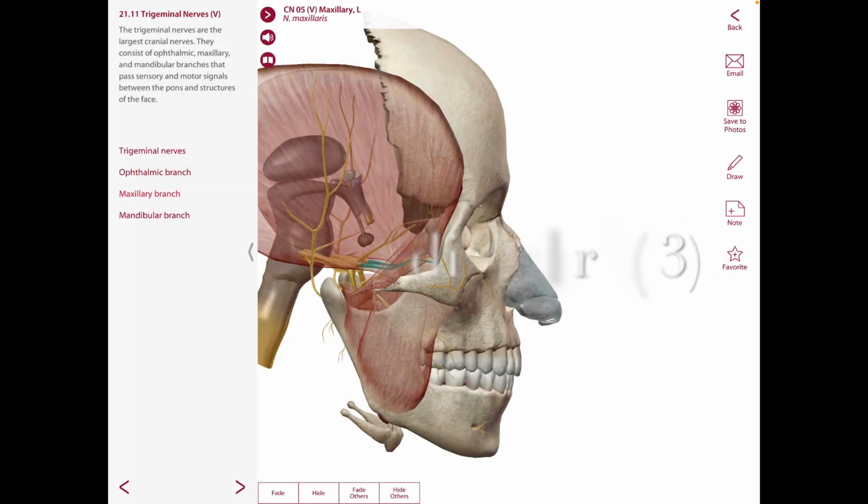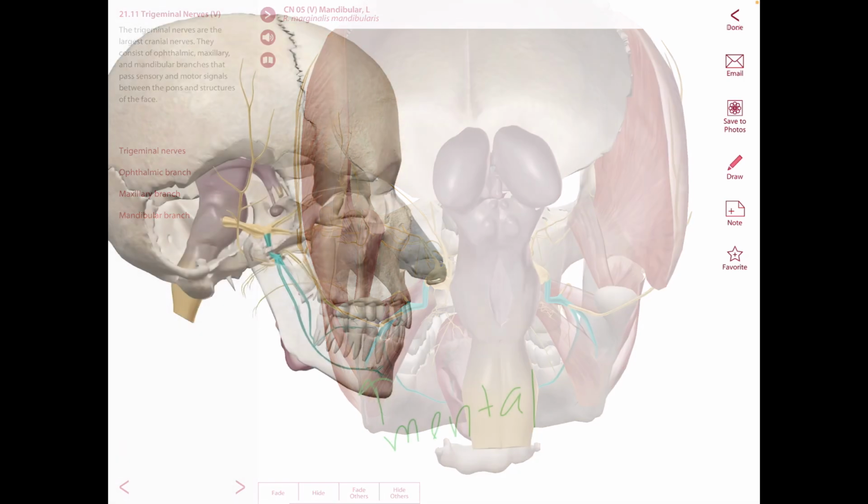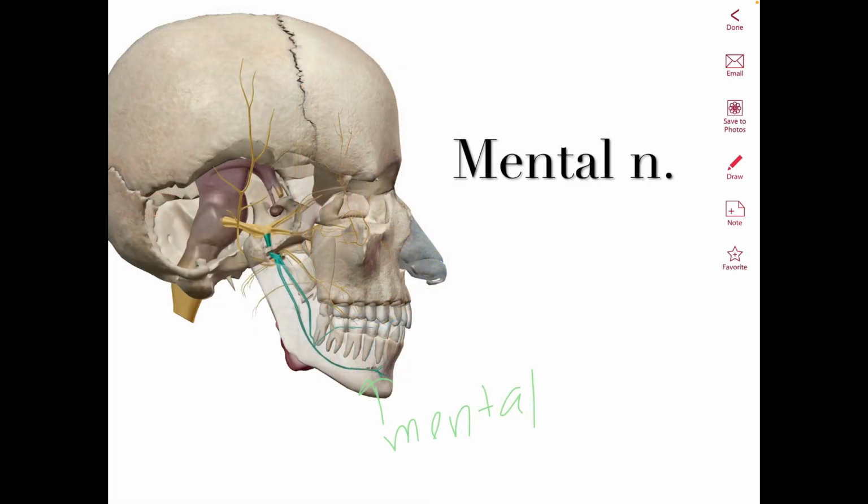The third division is the mandibular branch, or V3, which supplies the skin of the lower lip and chin, the cheeks, the temporal region, and a part of the external ear. The mandibular nerve has three branches: a mental nerve, which is a branch of the inferior alveolar nerve, which emerges from the mental foramen, and it supplies the lower lip and chin, which is right here.